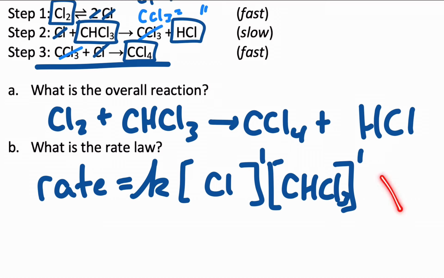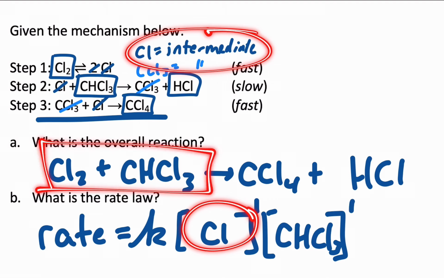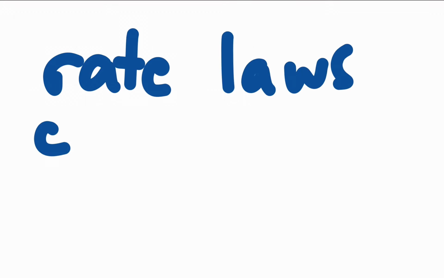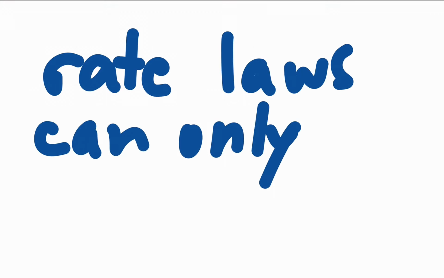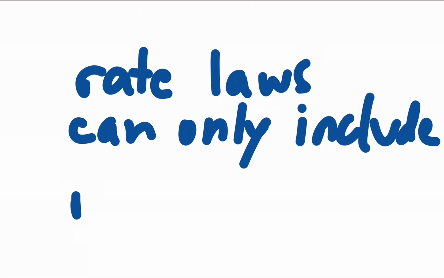But that is not correct. That's a good start, but that's not what earns me credit on this question. That's because of something we said earlier. A chlorine atom is an intermediate. It's not an actual reactant. And the rate law needs to only have reactants. Rate laws can only include reactants.